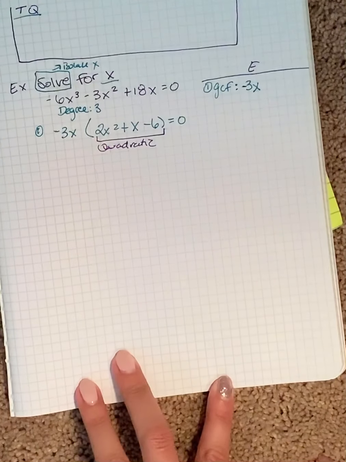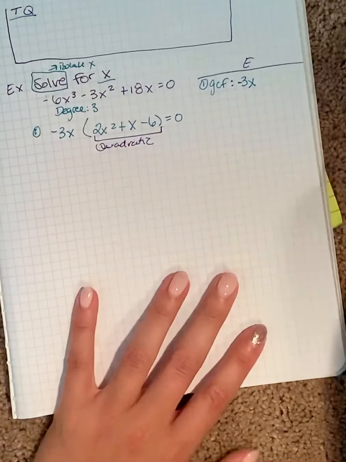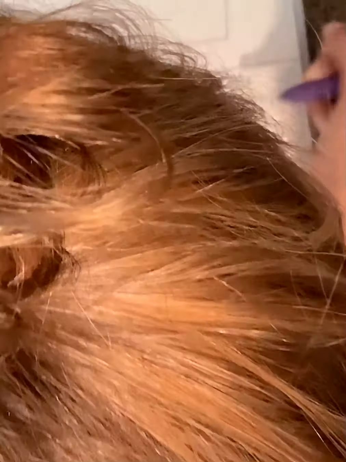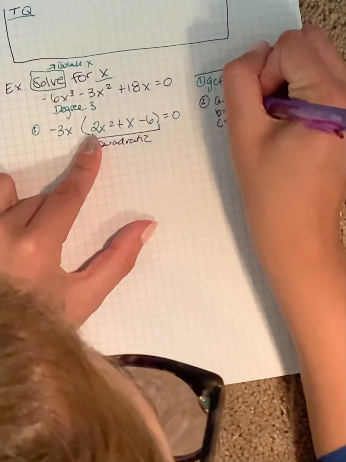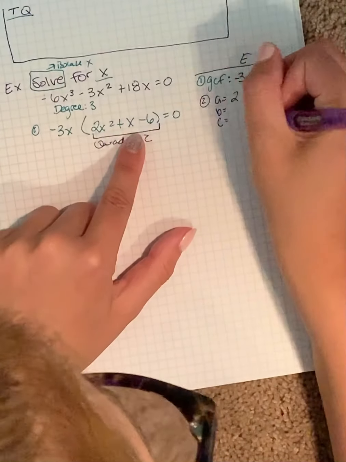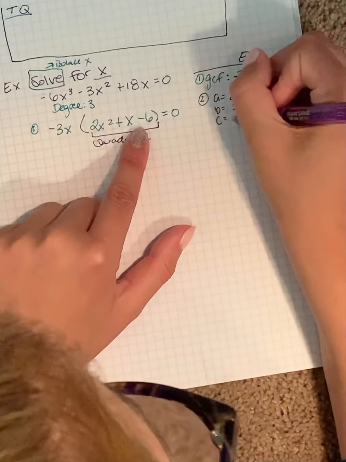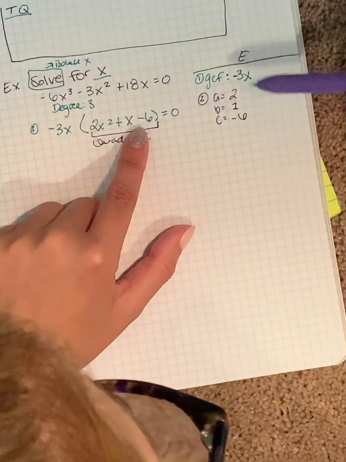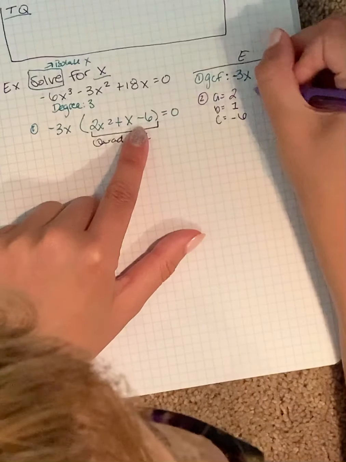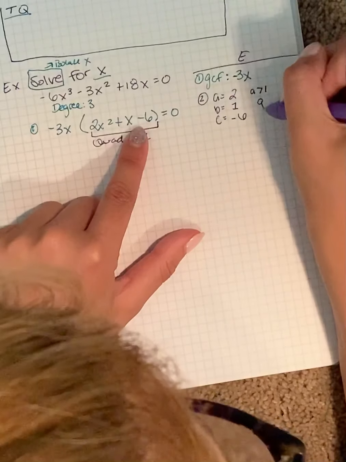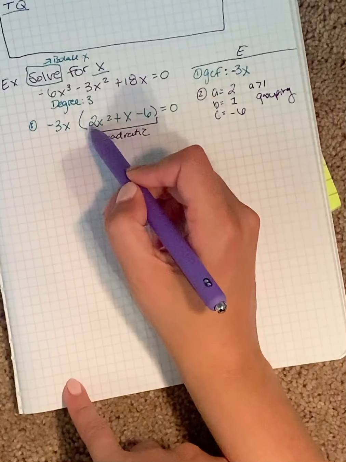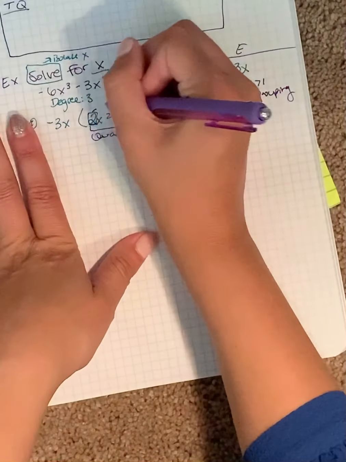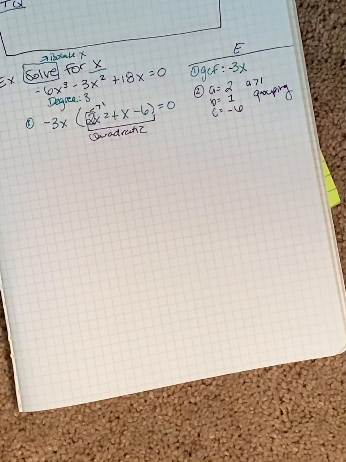But what method of factoring am I going to use? I know I have 3 different methods of factoring. So in order to determine which method I'm going to use, I'm going to identify A, B, and C. I know A is always in front of the squared term, so that would be 2. B is always in front of the degree of 1, so it'll be a 1. And C is always the constant, so it's a -6. So looking at this, I can see that because A is greater than 1, I'm going to use grouping. I'm going to factor by grouping. And that's because this A term is greater than 1.